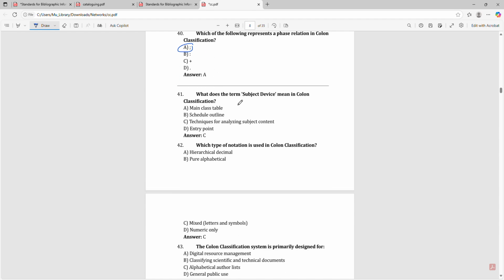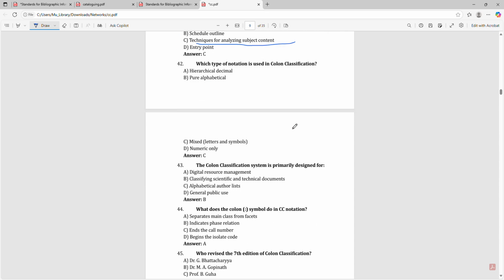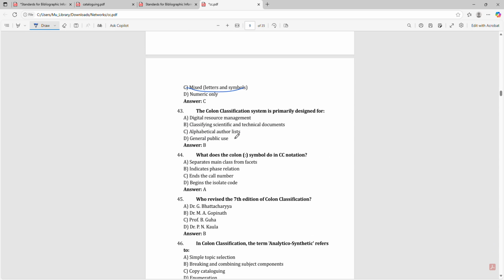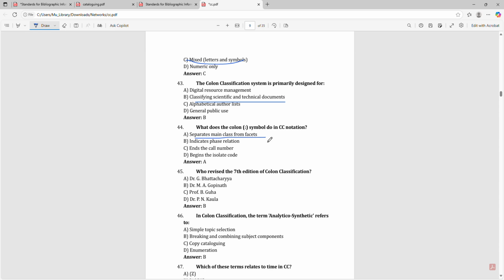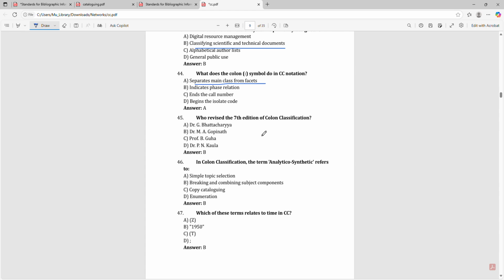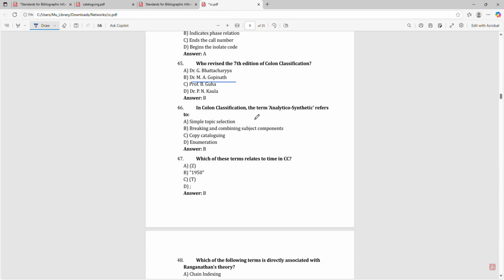What does the term subject device mean in CC? That is techniques for analyzing subject content. Which type of notation is used in the CC? That is mixed. The CC system is primarily designed for classifying scientific and technical documents. What does the colon symbol do in CC notation? Separates main class from the facet. Who revised the 7th edition of colon classification? That is M.A. Gopinath. In CC, the term analytico-synthetic refers to breaking and combining subject components.